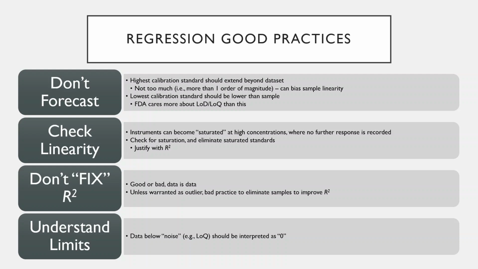And also understand the limits, right? Data below any kind of noise has to be interpreted as zero. Now, that should usually be a good thing, right? If you're trying to detect possible carcinogens and you do find some values, but they're below your LOQ, great, interpret it as zero, and then you don't have to report it, okay? As long as you can justify that, that's a good thing for you.